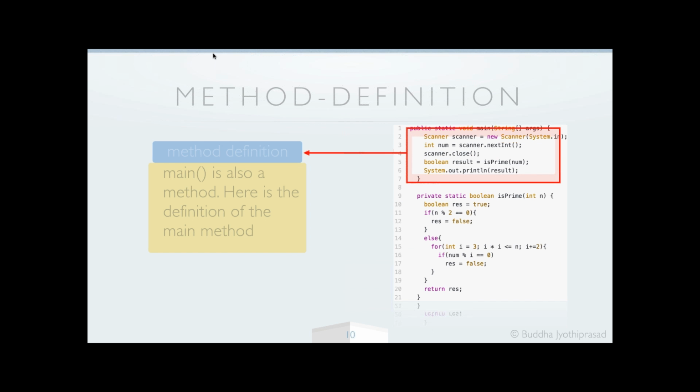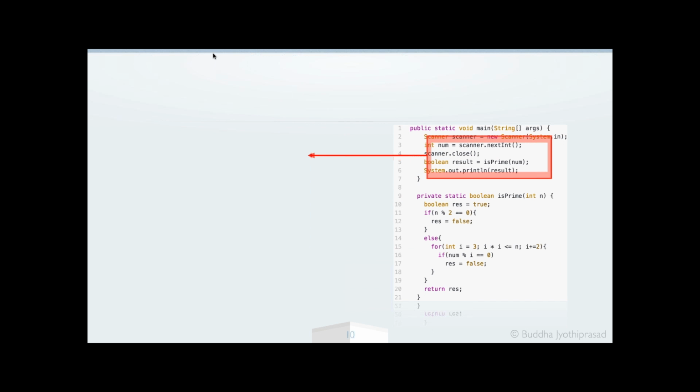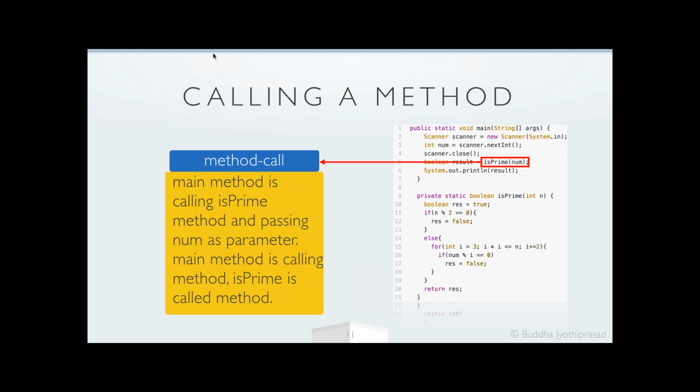As I said, you have been writing methods since the day you began learning Java, and this is a method call. The main method is calling the isPrime method, and it is also passing a variable named num. So in this case, the main method is the calling method, and isPrime is the called method.